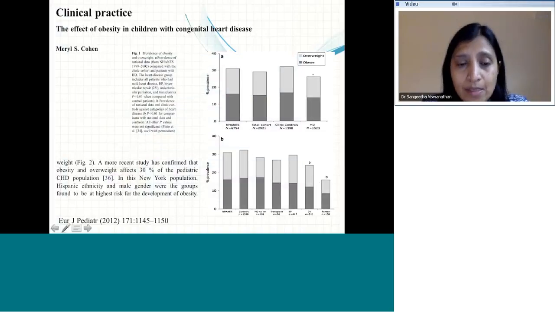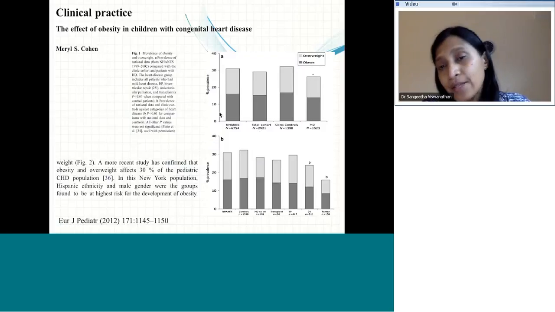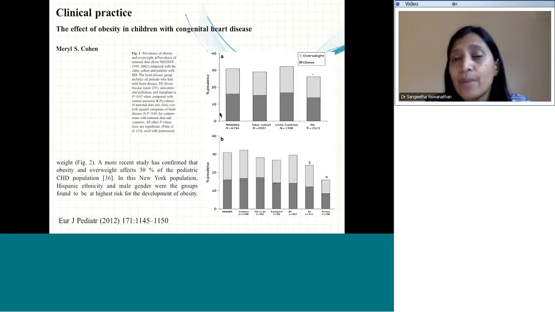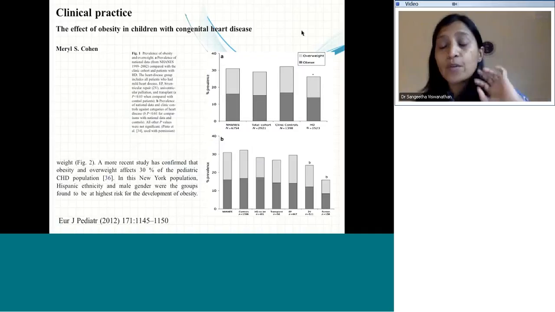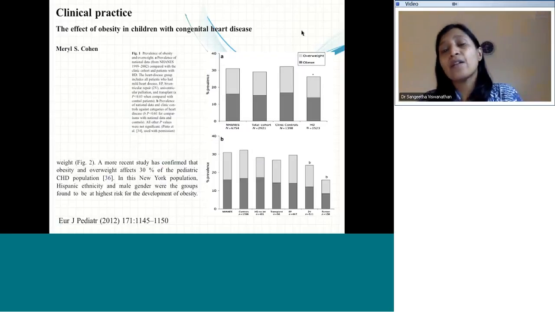So this is a paper that was published in 2012, and it looks at the prevalence of obesity in children with CHD and compares it with the general population from a national database. And this study found that when you looked at patients with heart disease overall that are seen by a pediatric cardiology practice, the prevalence of obesity is not more than the general population. So I think the overall prevalence of obesity in the national database is about 30% in children, and children with CHD had a very similar prevalence at about 26%.